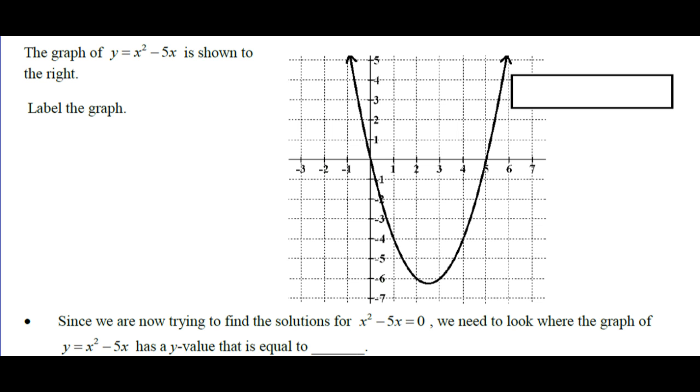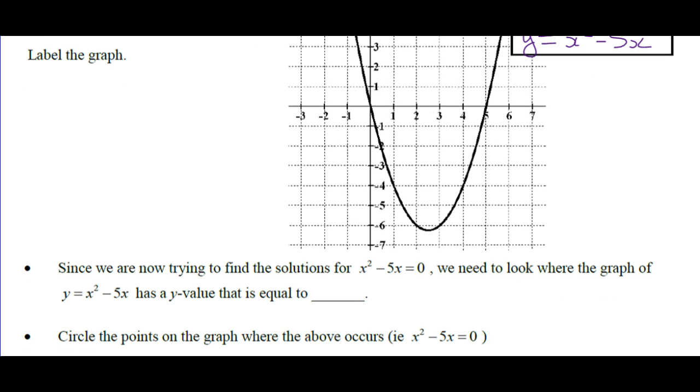The graph of y equals x squared minus 5x is shown to the right. Okay, so this is, again, y equals x squared minus 5x. Now, what are we looking for? Since we're trying to find the solution where x squared minus 5x equals 0, we need to look where the graph of y equals x squared minus 5x has a y value that's equal to 0. Circle the points on the graph above where this occurs. So we're looking for the zeros.